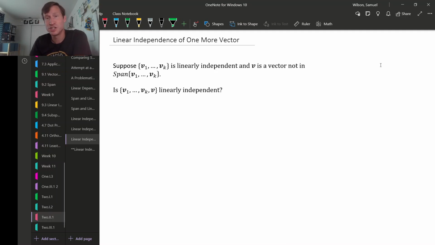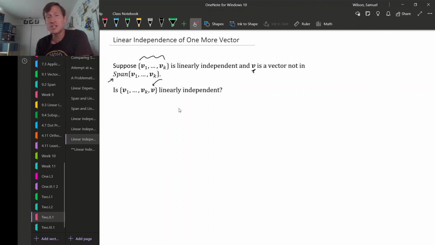There's one more relationship between linear independence of vectors and span that is a really nice thing to know. And it has to do with adding one more vector to a linearly independent set. So let's suppose that we have a linearly independent set of vectors v1 through vk, and we have another vector v that is not in the span of our first vectors v1 through vk. So the question I want to ask is, if we add v to this set of vectors, is the resulting set linearly dependent or independent?